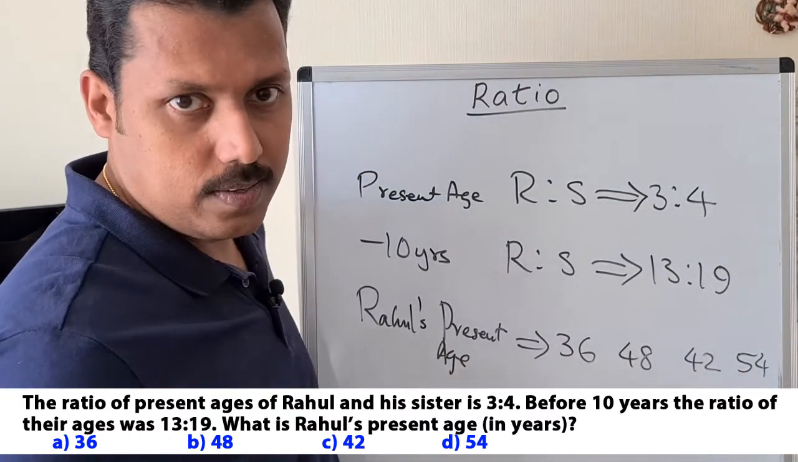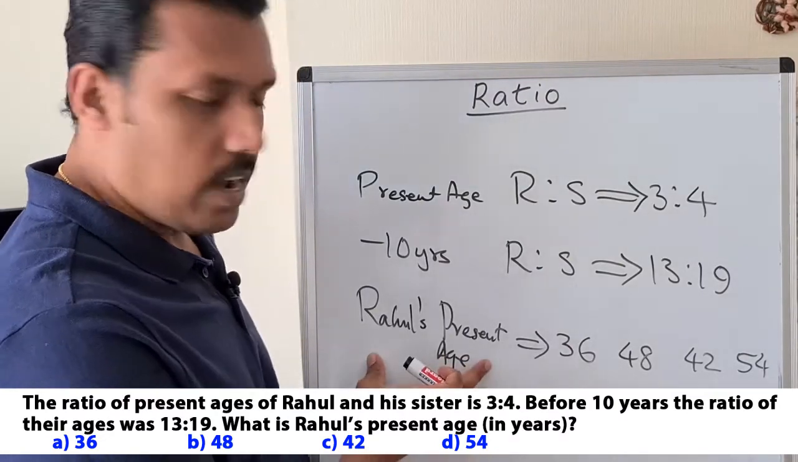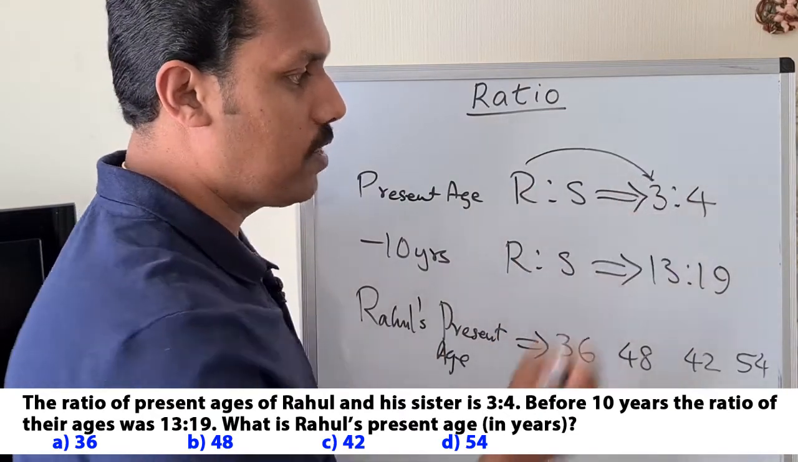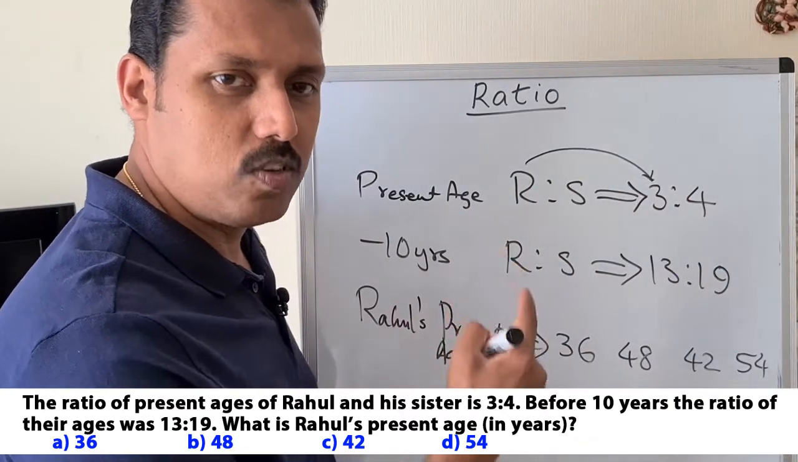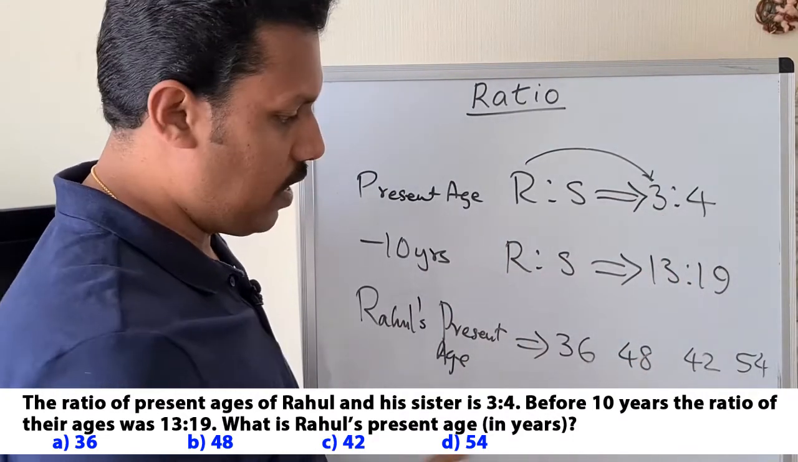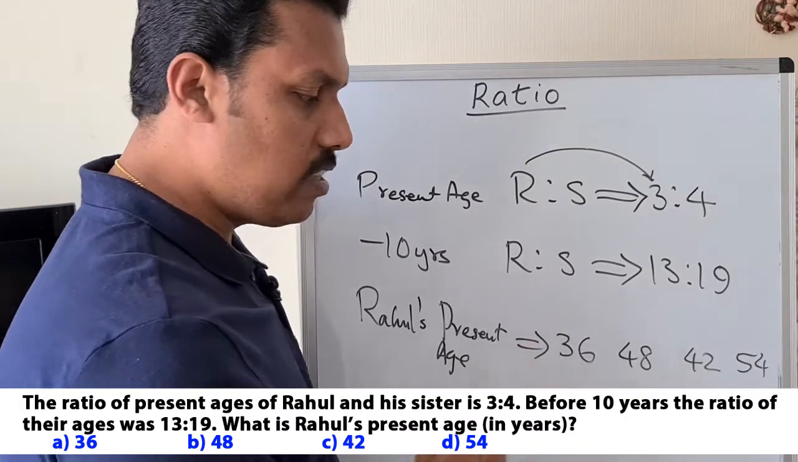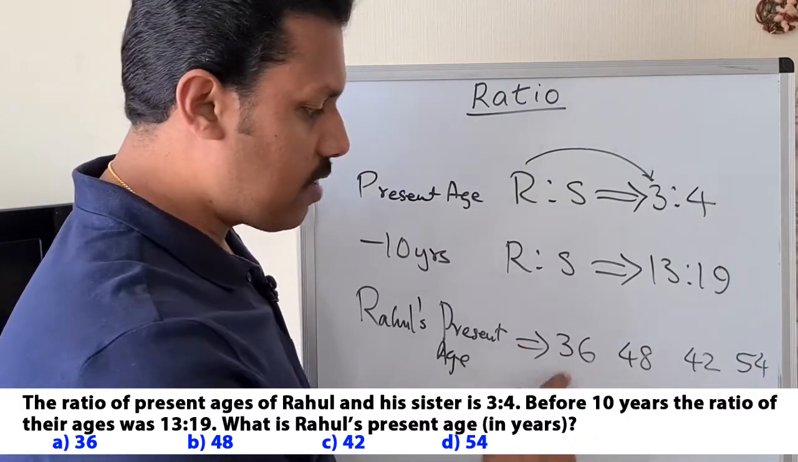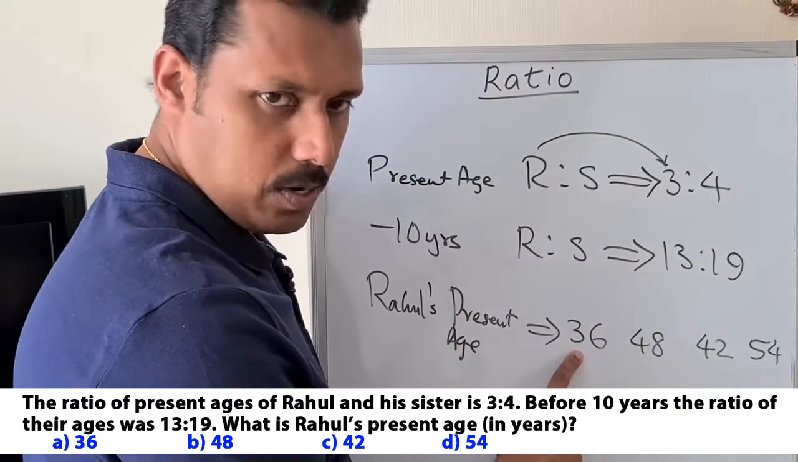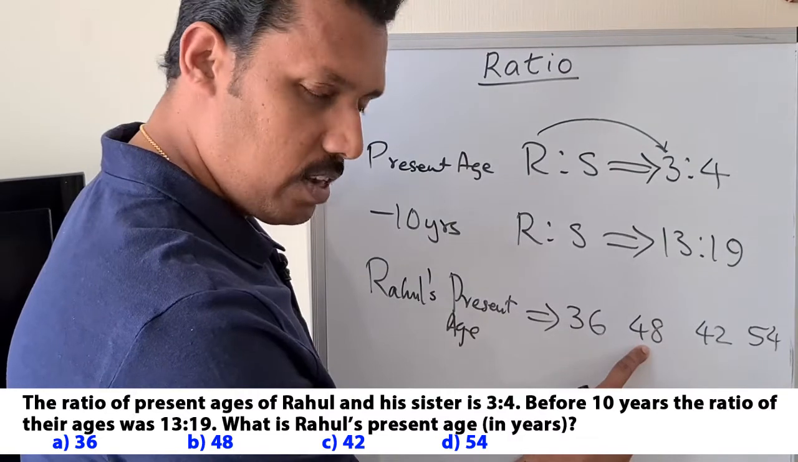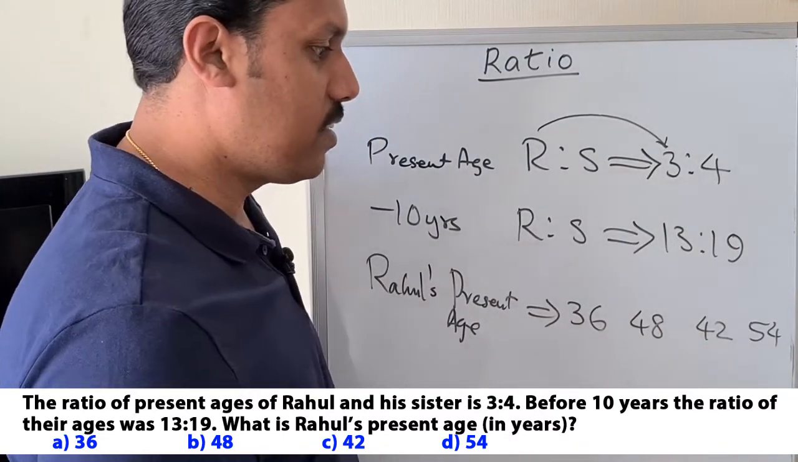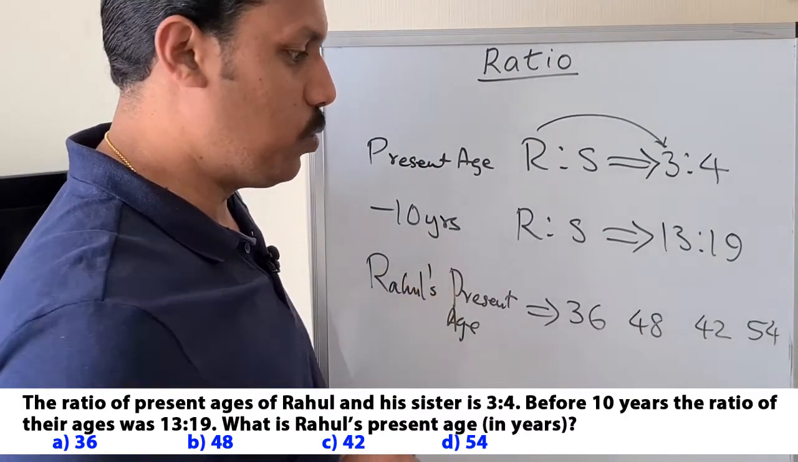So let's see how we do this. First of all, this is Rahul's present age and this is Rahul's present age ratio. Rahul's present age ratio is 3, which is a multiple. That means Rahul's present age is a multiple of 3. So let's check whether each answer is a multiple of 3. There's an easy way to find if a number is divisible by 3: just add the digits, and if the sum is divisible by 3, it is definitely a multiple of 3. 8 plus 4 is 12, so this is a multiple of 3. This is also a multiple of 3. So all 4 answers are multiples of 3, and we don't know which one is wrong.